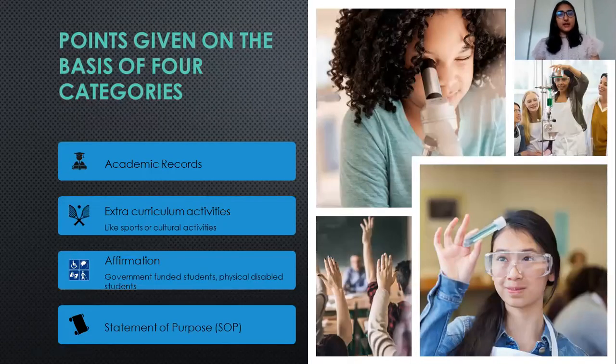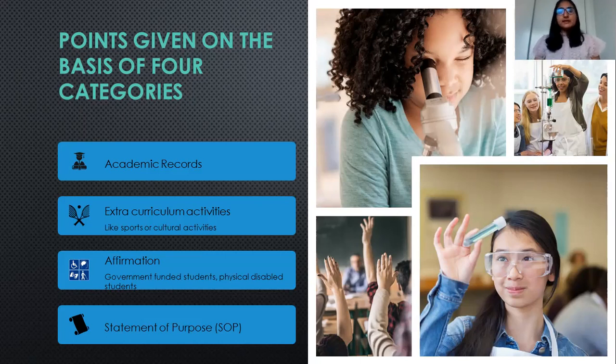Here is our point system. We can give points on the basis of 4 things: the students' academic record, like their education and academic achievements; their extracurricular activities, like if they're in sports quota or cultural activities, then they can gain additional points; affirmation, since some of the students are completely funded by government, we can give them extra points, and physically disabled students; and next is SOP, statement of purpose, like why the student chose our institute and why he or she wants to do this course. On the basis of these things, we give points.